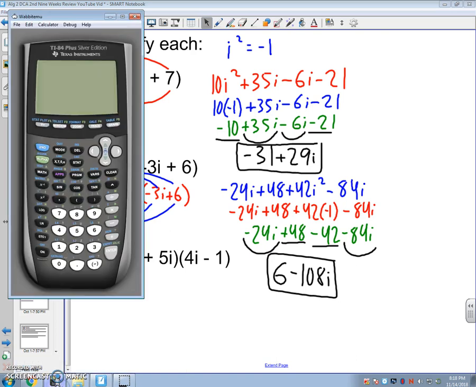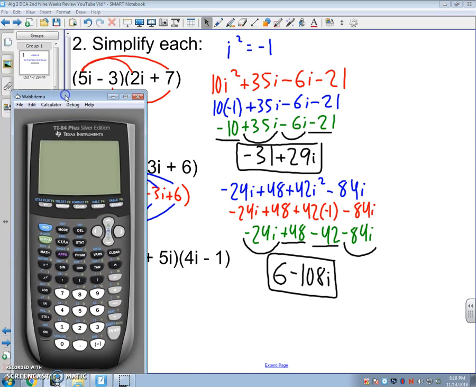It's pretty simple. You just type it in, if you type in the problem. So I'm going to do parentheses 5i, second period, minus 3 close parentheses times 2 second i plus 7. It'll give me the answer. Negative 31 plus 29i. That's the same as our first answer, so we're good there.